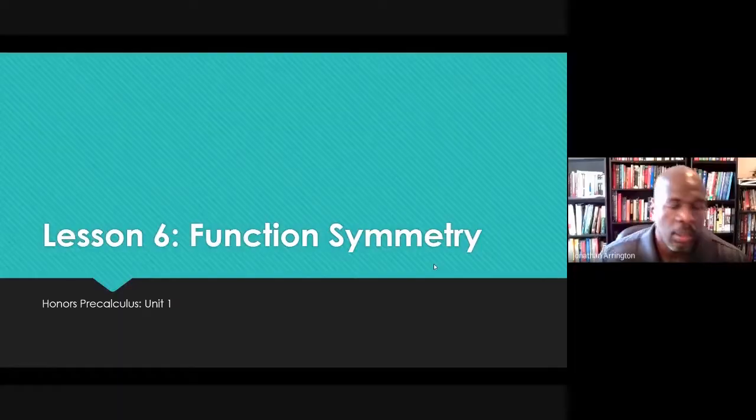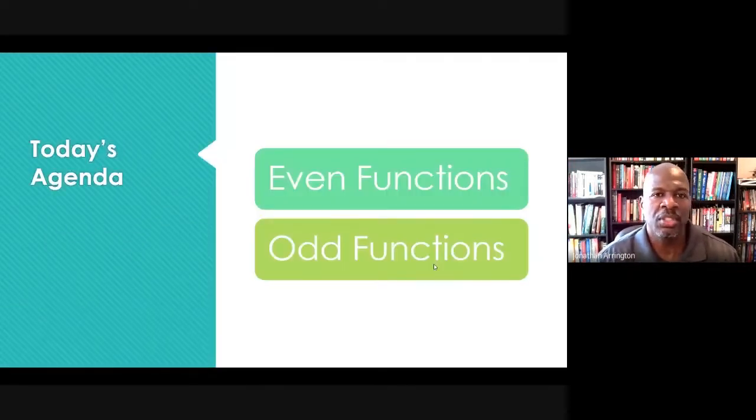Okay, so today we're talking about function symmetry. There are two types of symmetries. A function could be even or could be odd. Those are our two function symmetries, and that's what we're going to do on today's agenda. Not reviewing anything today. Today we're just going to look at even functions and odd functions.